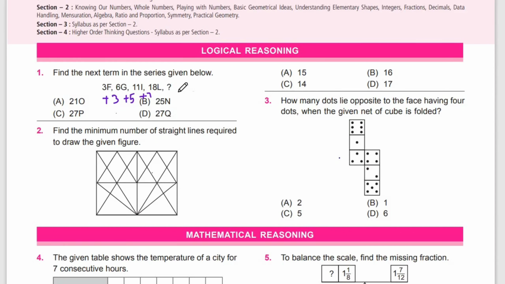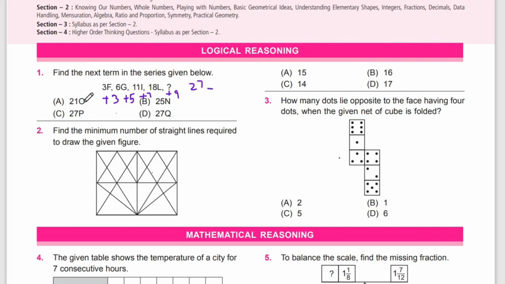Now what do you think would be the next? How much should we add? It's all odd addition. So next we are going to add plus 9 here. So 18 plus 9 would be 27. Now we have cracked our number. We know the answer should be 27 with some alphabet. Now let's see what is the variable to be put there.